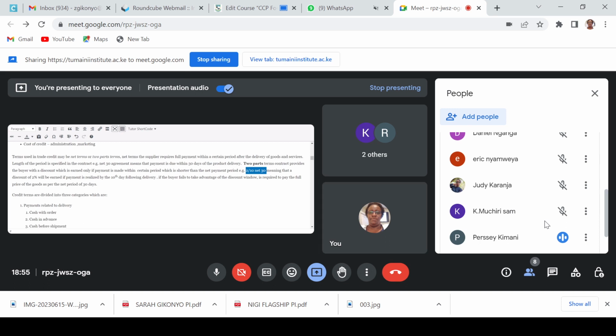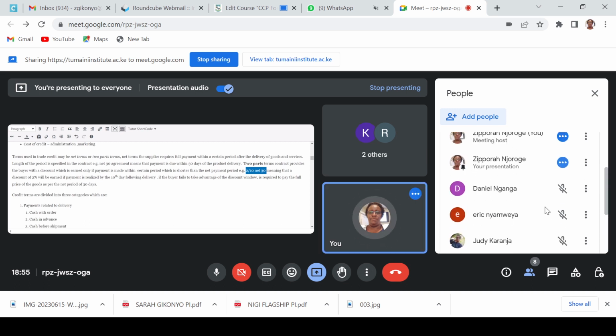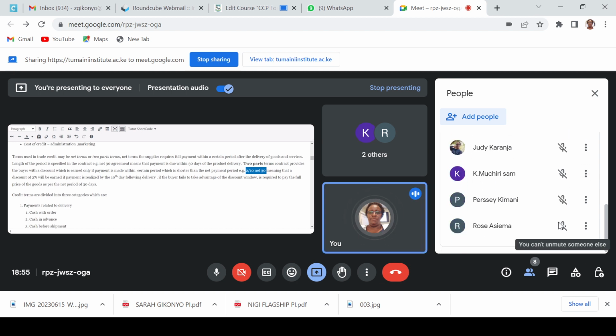Niko ndani. Umeielewa? Eric, tumeelewa? Nimeelewa. Good. Sasa niulize mgeni wangu kabisa, Rose. Rose, umeelewa? Nimeelewa kabisa. Bas.